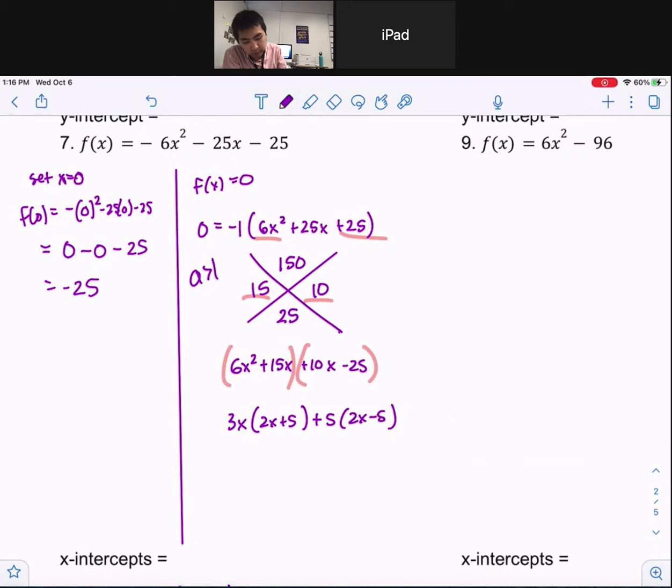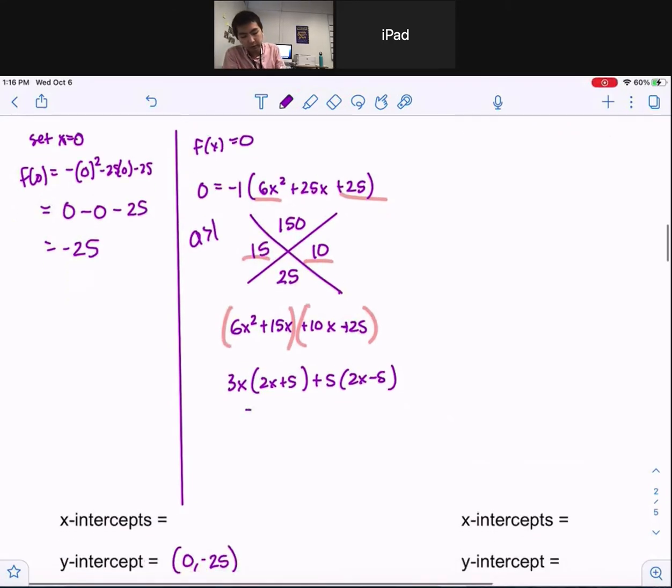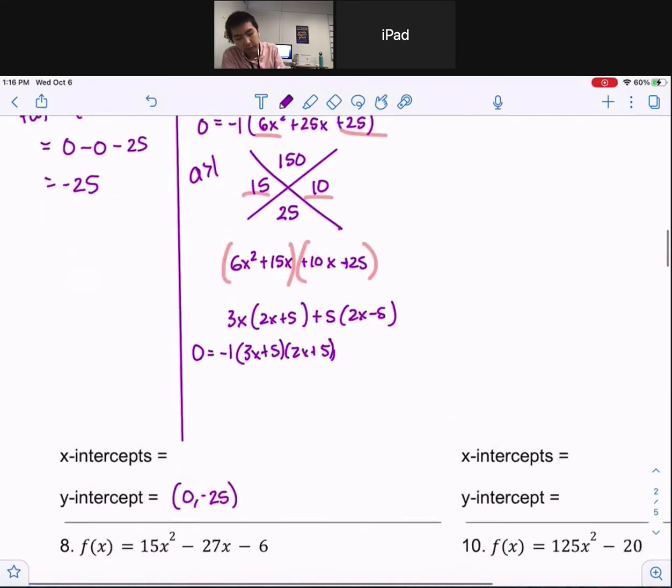Oh, this should have been a plus 5. Sorry. And now we're going to get 3x plus 5 times 2x plus 5. Don't forget the negative 1 that's in the front, and set this equal to 0. Now, remember, the negative 1 does not affect the x-intercept, so set both of the factors equal to 0.